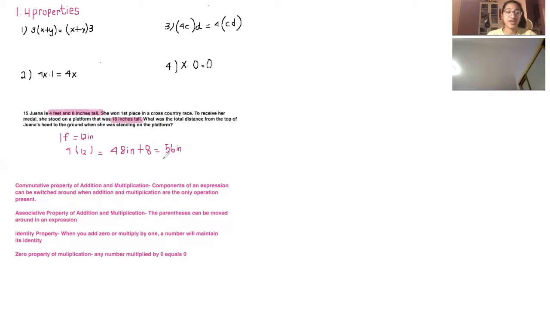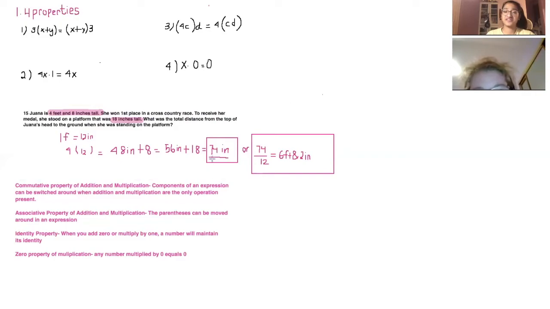However, this is not our final answer because we still have to take into account the 18 inches that she's standing on, which is the platform. So if we add 56 to 18, we should end up with 74 inches. It says, what was the total distance from the top of Juana's head to the ground? It does not specify if we have to leave the answer in inches or feet, so either one is fine. However, I will show you how to convert the inches back into feet. So the final answer is either 74 inches or 6 feet and 2 inches.